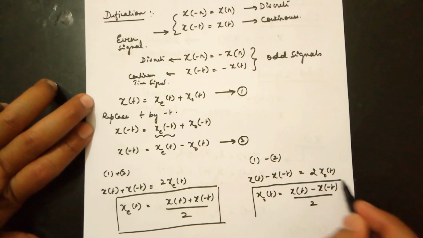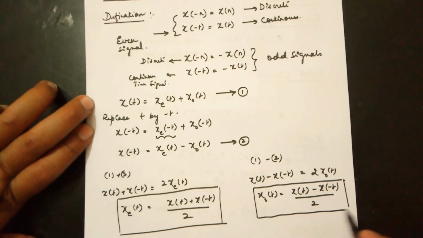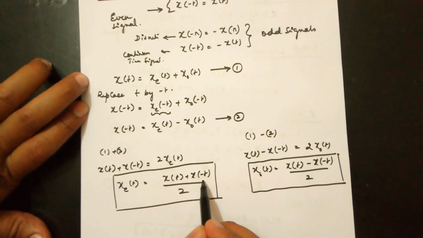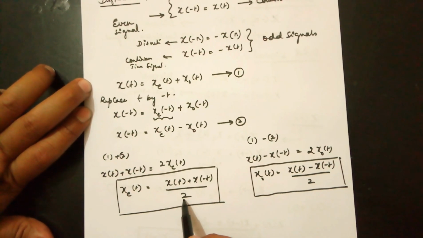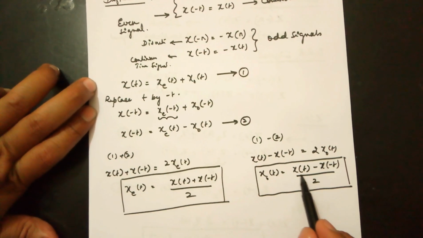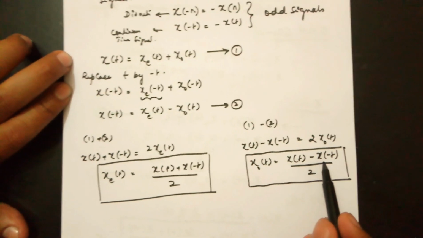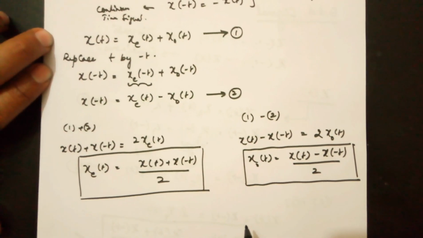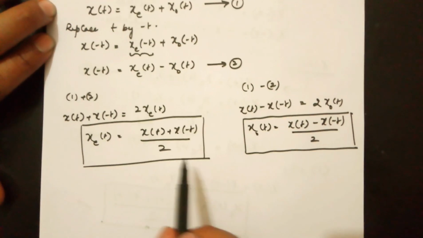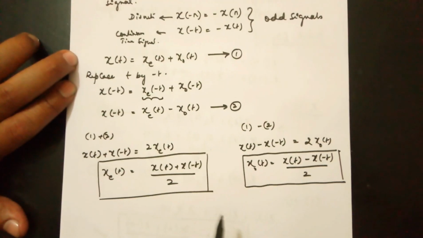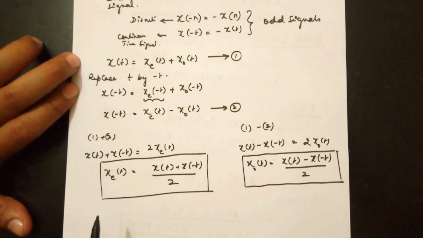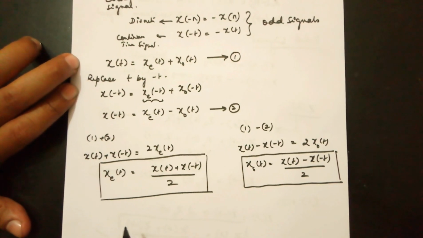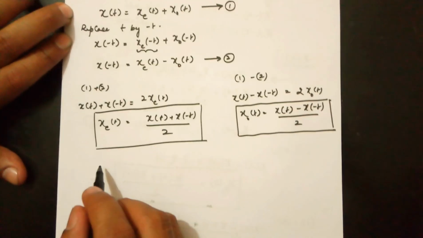So the only change is you take the signal, you take the reflection of it, you add them and divide by 2, you get the even part. You take the signal, subtract the reflection from it and divide it by 2, you get the odd part of the signal. Now this derivation I have done for a continuous time signal. This derivation holds good for discrete time signals as well.